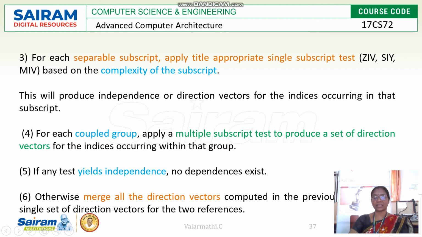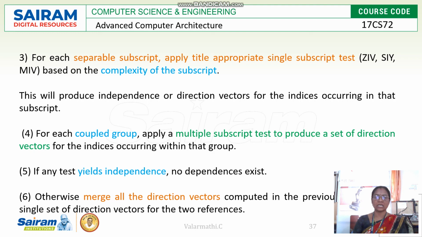Here some of the categorized dependence tests are ZIV, SIV, MIV, and so on. The appropriate test is applied here, and it will produce either independence or a distance vector for the indices occurring in the subscript. Then in the fourth step, for each coupled group from the third step, the multiple subscript test is applied to produce the set of distance vectors. So this distance vector is very, very important.